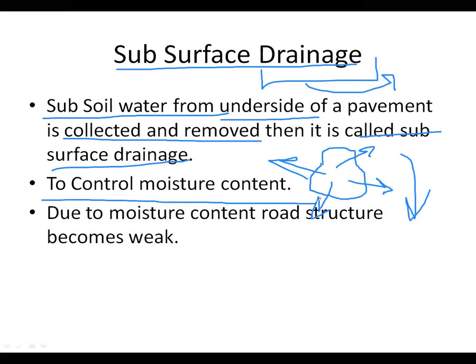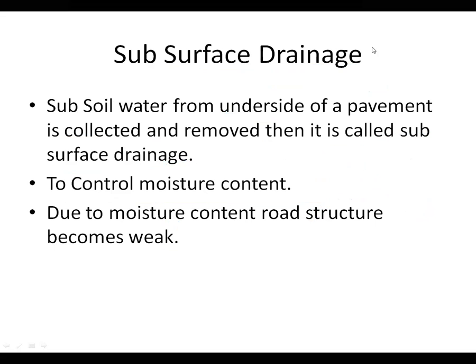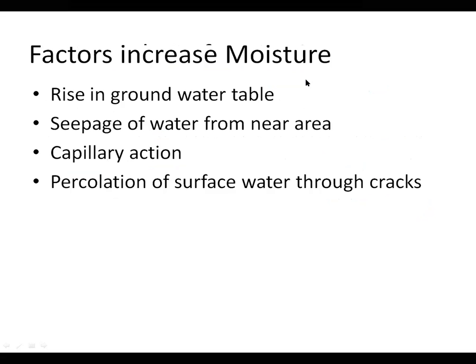So to control the moisture content: if moisture accumulates in the subsoil in excess, the road surface becomes weak. Hence it is essential to control the moisture, to prevent weakening of the pavement surface. And these are the factors which affect the moisture in the subgrade.